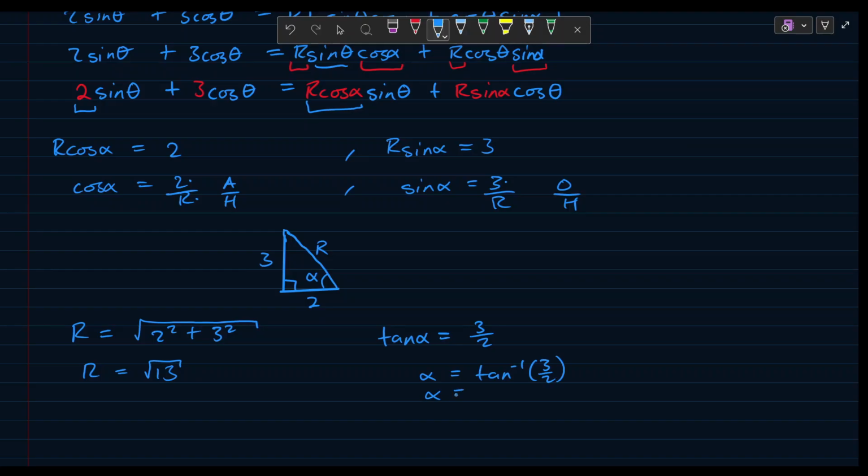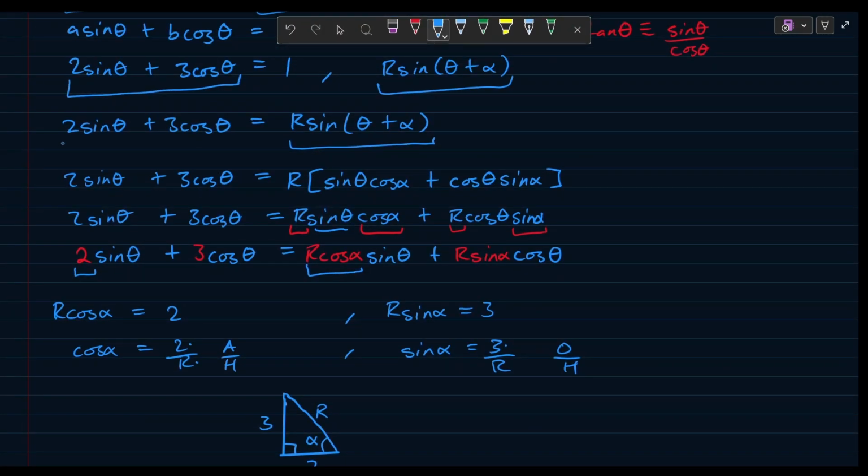So alpha would be, in degrees, they usually tell you what unit to use. So in degrees, arctan of 3 over 2 gives you 56.310 degrees to 3 decimal places. So it means our expression 2 sine theta plus 3 cos theta can be written as r, which is root 13, sine theta plus 56.310 degrees.